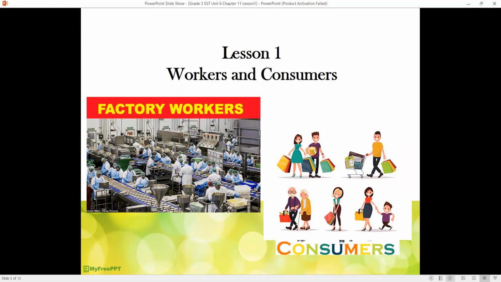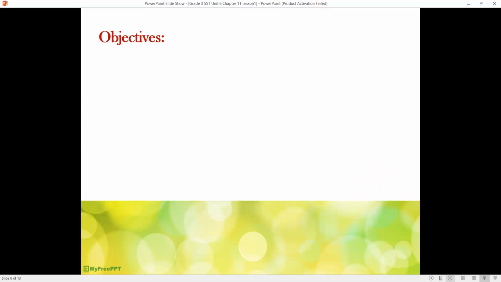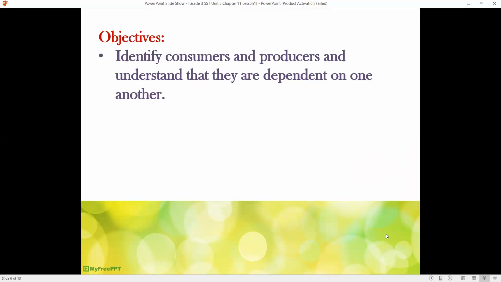Next, the objective of this lesson. What is the objective of this lesson? In this lesson, we are going to identify consumers and producers and understand that they are dependent on one another. So every consumer and producer is dependent on one another. That we will learn during the lesson.